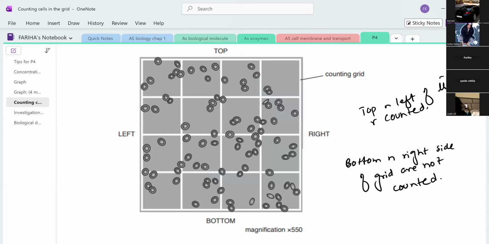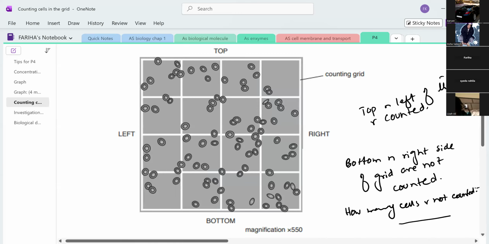So how many cells are not counted? The question is, how many cells are not counted? Miss Faria, Lisa is also in the class, but she is not participating, and she is a brilliant student, you know. Okay, Lisa, please participate. How many cells are not counted? In this entire grid, how many cells are not counted? Yes, quickly. Miss, I don't understand the question.